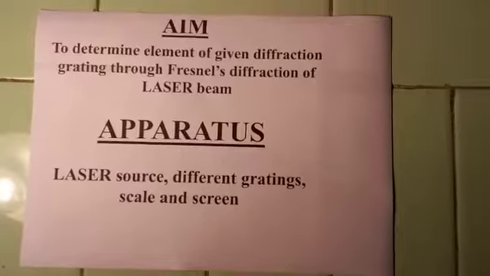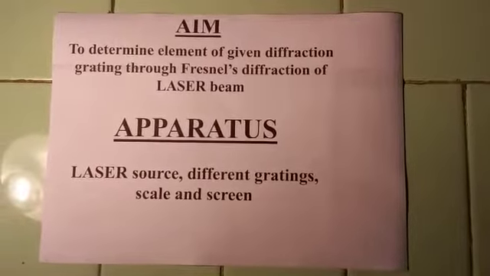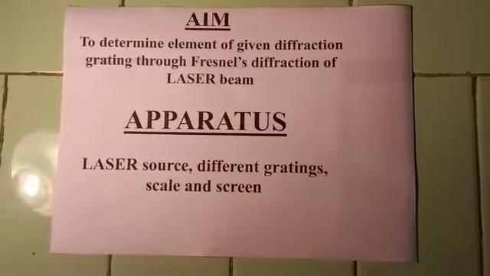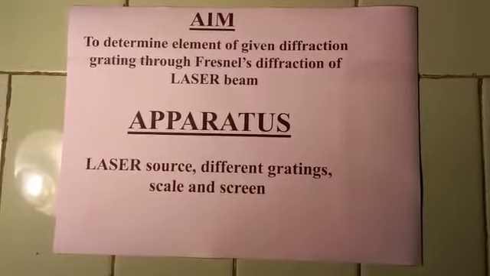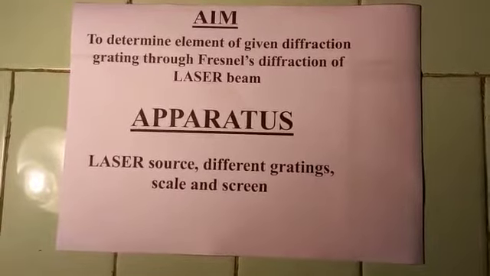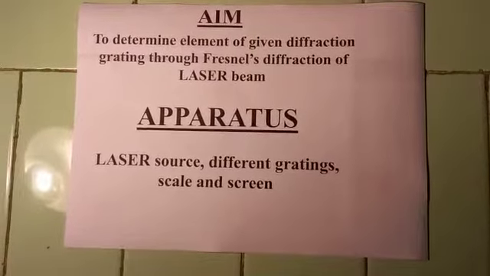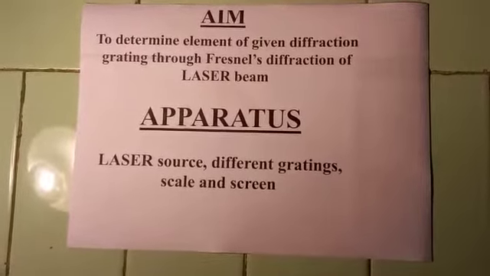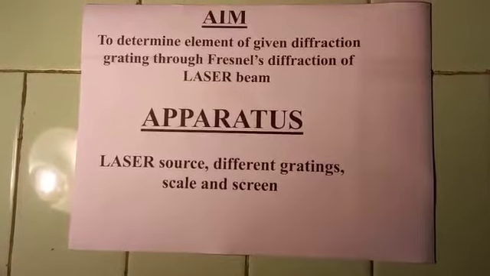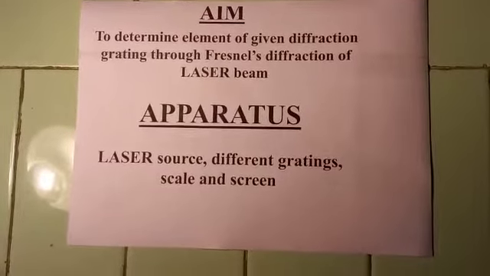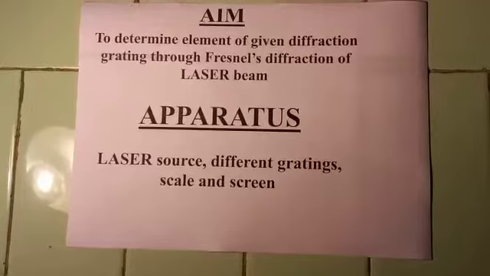Today we are going to see the experiment laser beam diffraction using grating, and the aim of the experiment is to determine the grating element, that is the distance between the two successive slits on the grating, for which we are going to use the apparatus. We have a laser source which is a helium neon laser whose wavelength is known, 6328 angstrom.